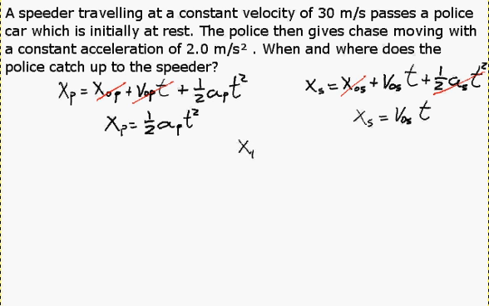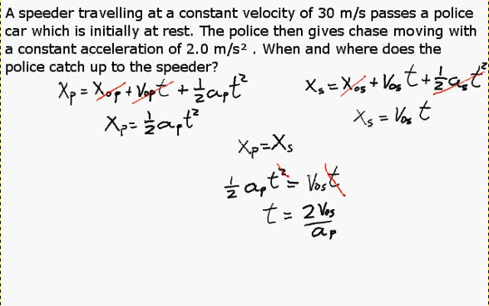So when the two meet, they're basically at the same position. So the position of the police is equal to the position of the speeder. We'll replace each of those positions with their expressions. Now we can cancel out a t on one side and a t on the other side, and isolate time.